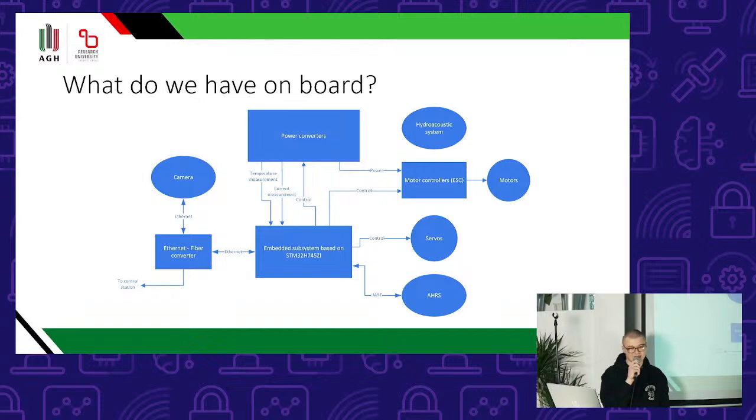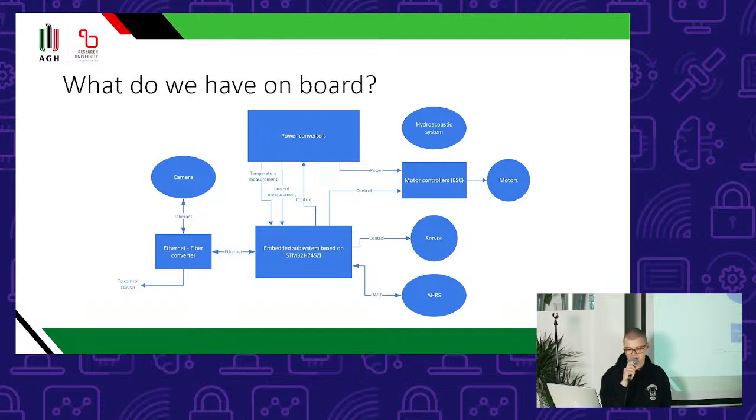From the left side you can see it's connected using the Ethernet bus to the Ethernet fiber converter, because we need to convert fiber to Ethernet to connect to the camera and to the embedded system. From the other sides we have the measurement inputs. We need to control the temperature and current of the power converters, which is a very important block here, because it supplies all motors and servos, and it consumes almost all the power supplied to the robot. It also generates a lot of heat, so we need some control over it.